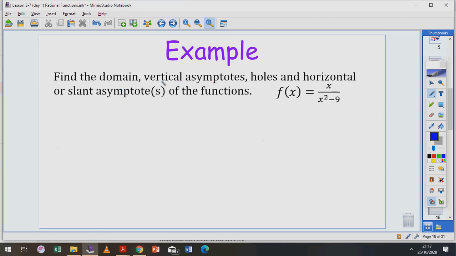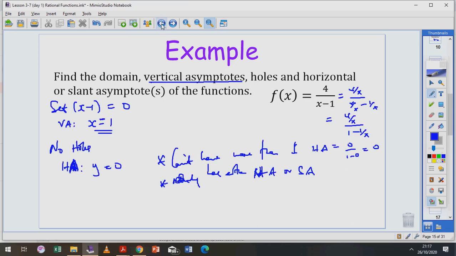Right. Another example: find the domain, vertical asymptotes, holes, and horizontal or slant asymptotes. The domain. Did this one ask for domain? Oh no, it asked for domain. Okay, I forgot to talk about domain. The domain of a rational function is all the real values on a number line, except the vertical asymptotes or except the holes.